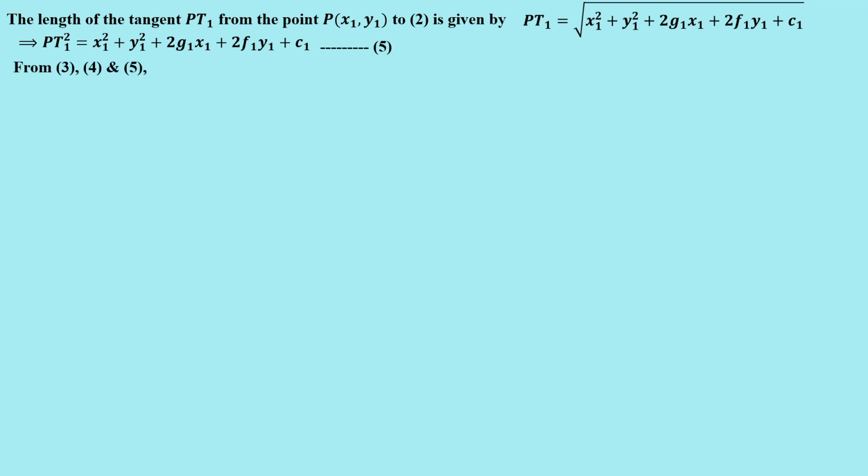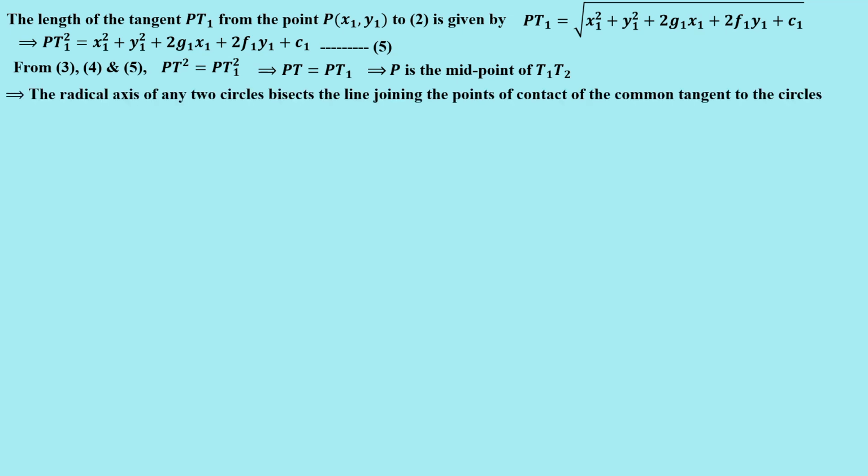From 3, 4 and 5, PT square is equal to PT1 square. This implies PT is equal to PT1. This implies P is the midpoint of TT1, because the length PT is equal to the length PT1. This implies the radical axis of any two circles bisects the line joining the points of contact of the common tangent to the circles. Thanks.